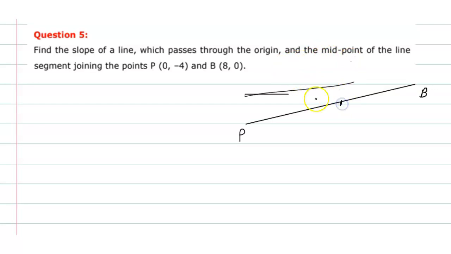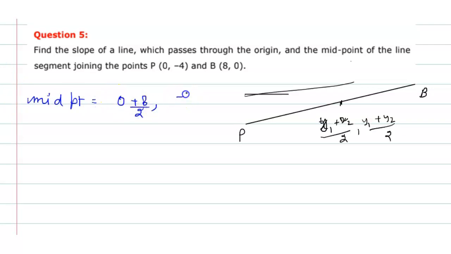So the midpoint of these points is ((x1 + x2)/2, (y1 + y2)/2). So we write the midpoint is (0 + 8)/2, (−4 + 0)/2. So we get 8/2 and −4/2, which is 4 and −2. This is the midpoint, and we find the slope between the midpoint and the origin (0, 0).